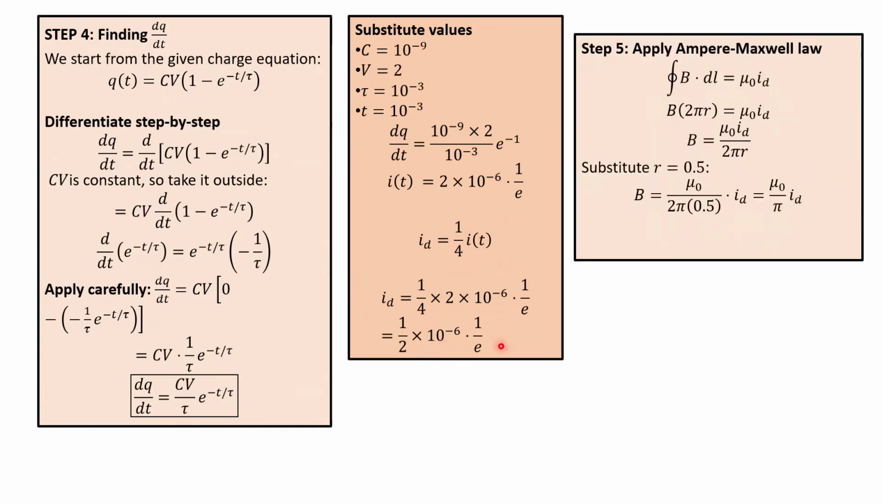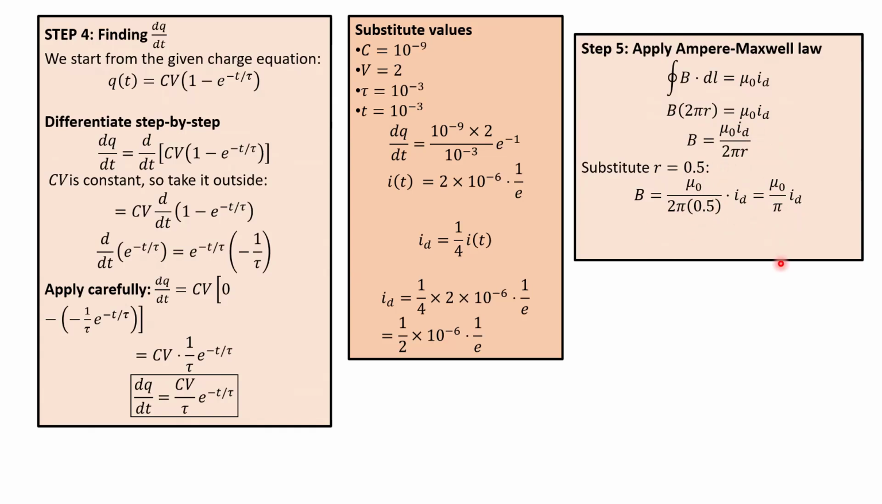Now, we'll apply Ampere's second law. Integral B dot dl is mu 0 into id. That is 2 pi r B equals mu 0 id. What is id? id equal to displacement current. So B becomes mu 0 id divided by 2 pi r. Substitute r value as 0.5. Then mu 0 divided by 2 pi into 0.5, the 2 and 0.5 cancel, so B equals mu 0 id divided by pi.